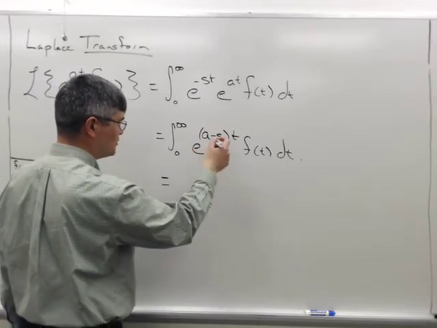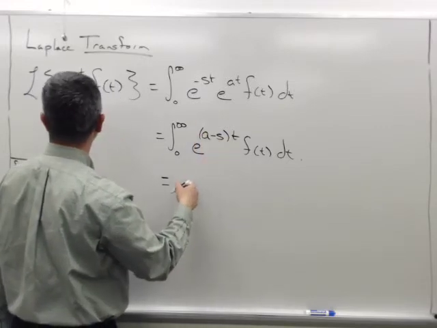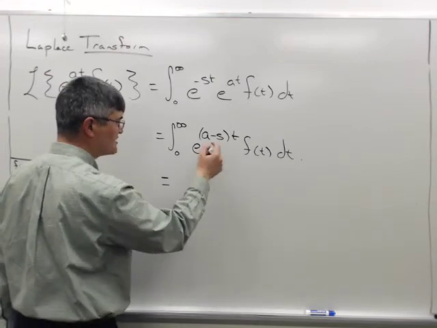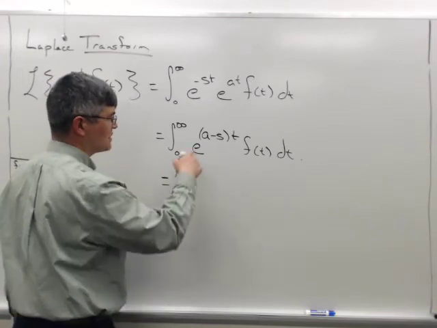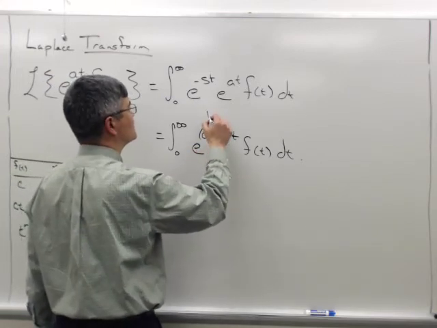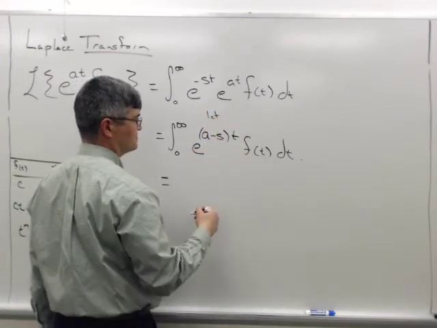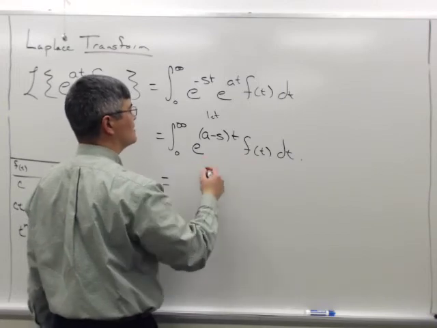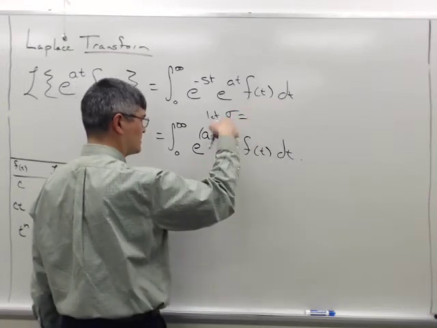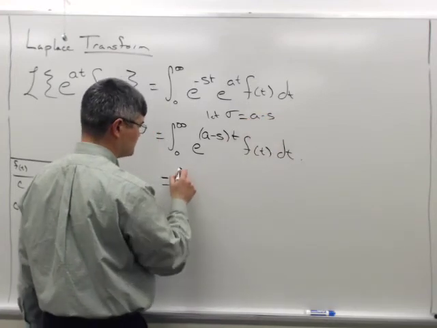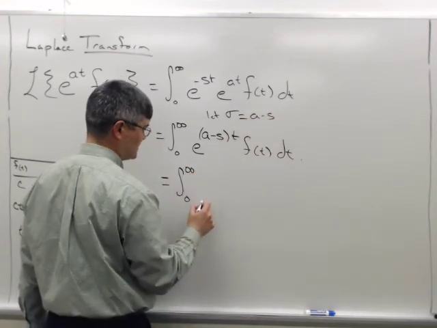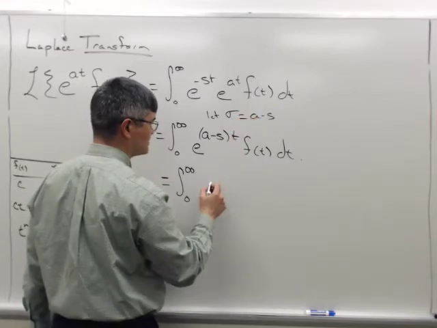So when I do this integration, what I get is simply needing to change my variable from s to a minus s. So what I'll do here is, for example, let sigma, Greek s, equal to a minus s. Then I get this integral. This is just a bookkeeping technique.